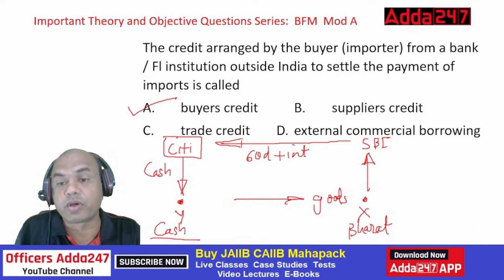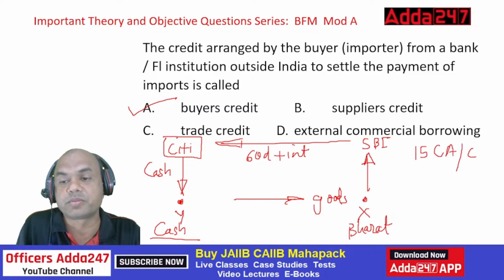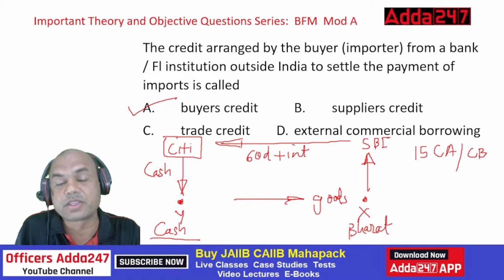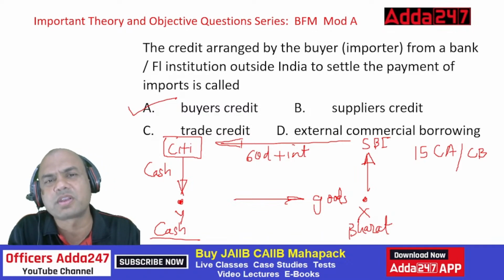There are important forms in this buyer's and supplier's credit. There are two important forms which I generally teach in the classes, 15 CA and CB. Very important forms. That's why I'm saying join the classes. Everything can't be taught in a half-hour session.